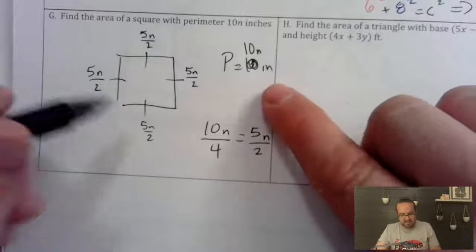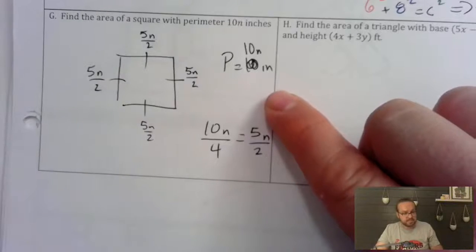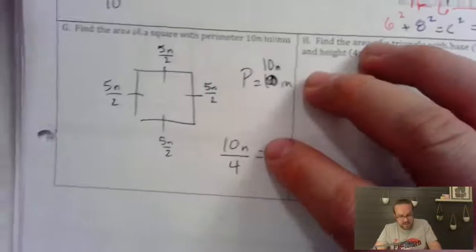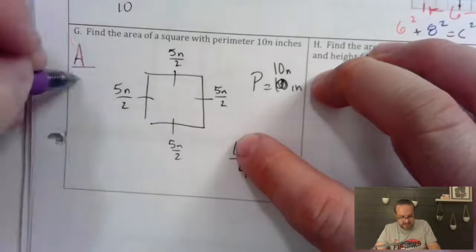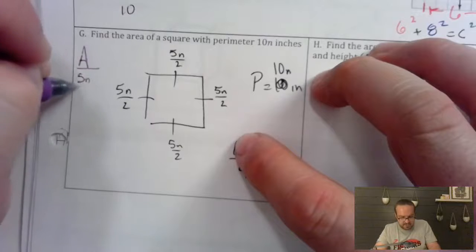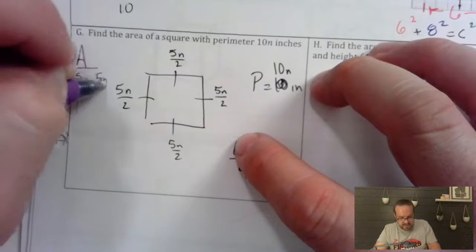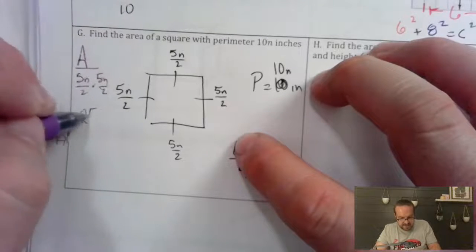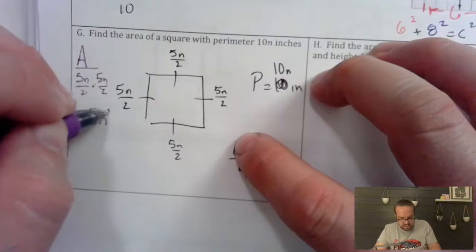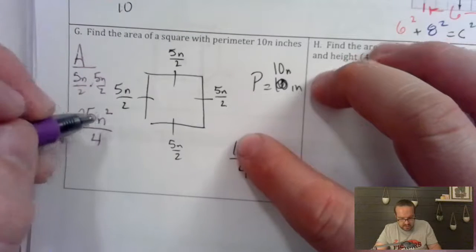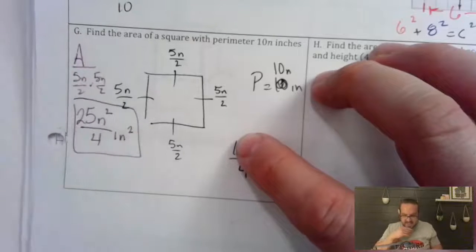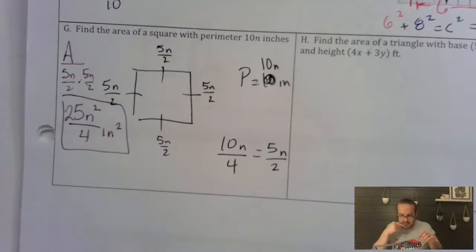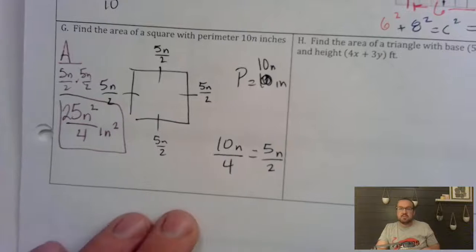Now, if I'm finding the area now, I know that we're just taking two sides and multiplying it together. So 5n over 2 times 5n over 2. And that is just 25n squared over 4, right? Inches squared. Right, so that n is just acting kind of like a variable here. All right. Again, some more with just letters.